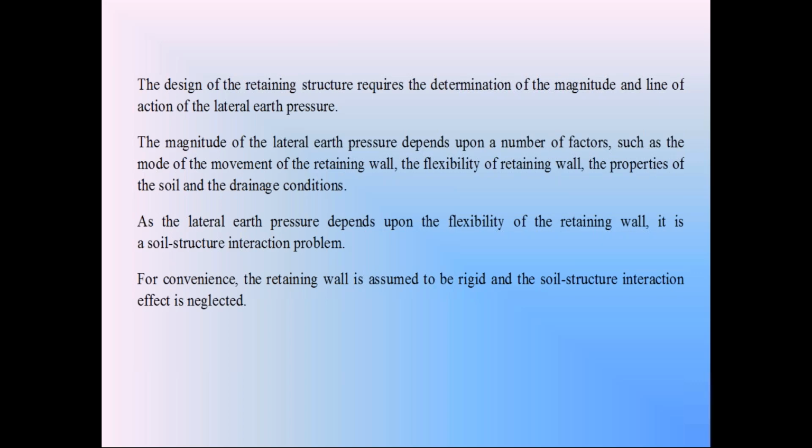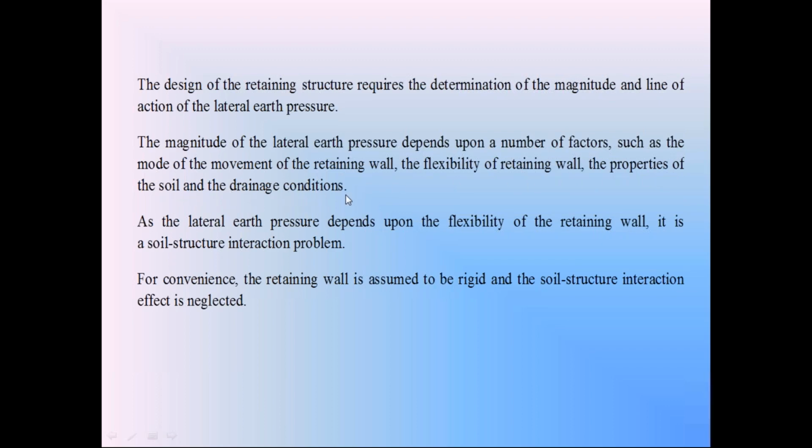These are the factors. Please keep in mind the factors affecting the magnitude of horizontal earth pressure on the retaining wall. What is the first factor? The movement of the retaining wall. Neglect the second factor. Flexibility of the retaining wall is neglected because we assume the retaining wall as a rigid structure. Then the third factor is the properties of the soil.